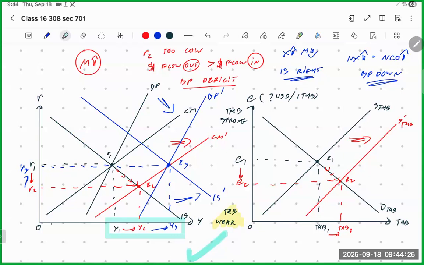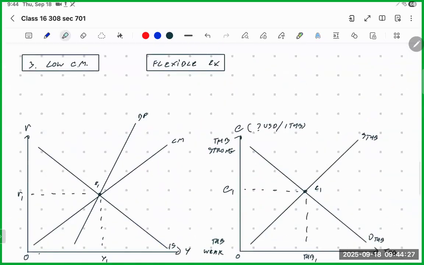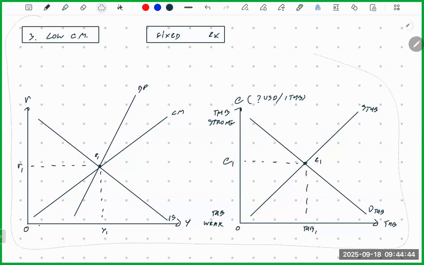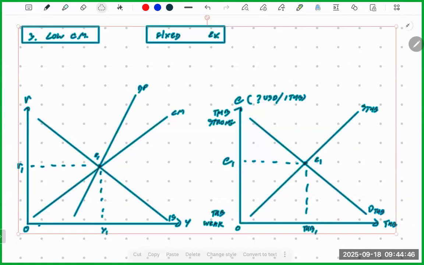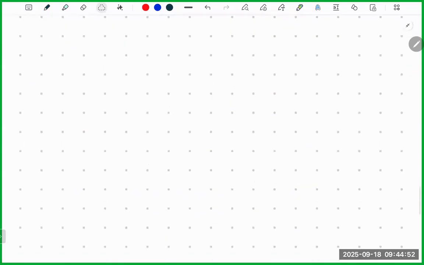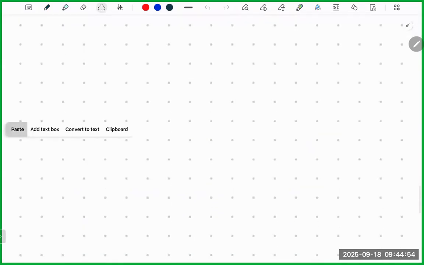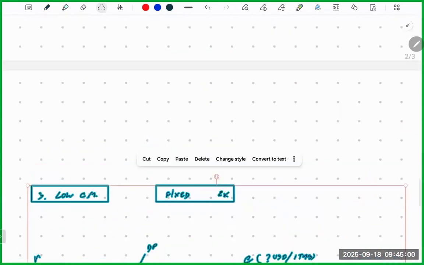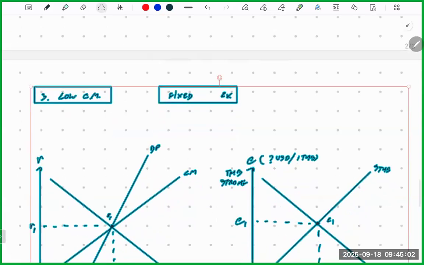Next one, still focusing on low capital mobility country, but this time we're gonna focus on fixed exchange rate. Fixed exchange rate. So let me copy this one and paste it in the other page, because we're gonna compare between fiscal policy and monetary policy. Okay, good.